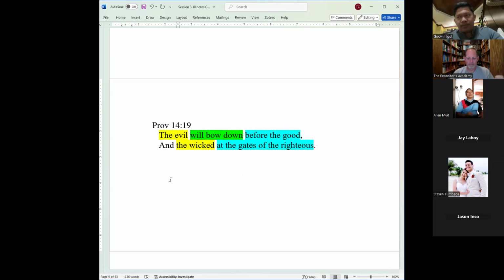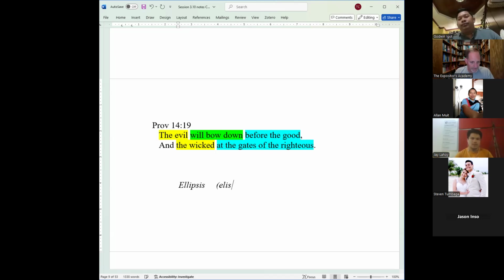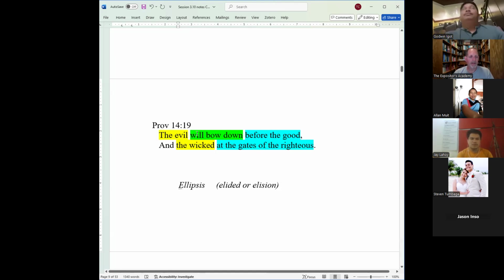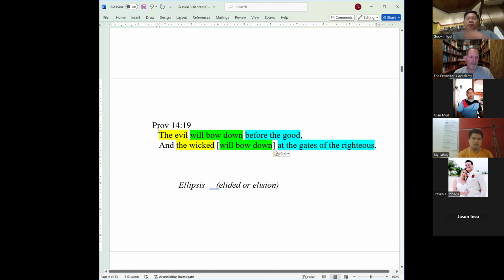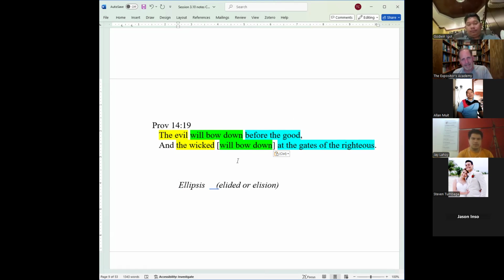Is that elision, Pastor? Yeah, ellipsis, or we might say elided, or elision, sometimes those terms, but ellipsis. That means that the idea of will bow down is in the second line, but the author just chose not to put it there explicitly. Because again, this would be redundant, right? The evil will bow down before the good. The wicked will bow down at the gates of the righteous. That's not as aesthetically pleasing. That's not as beautiful or artistic.